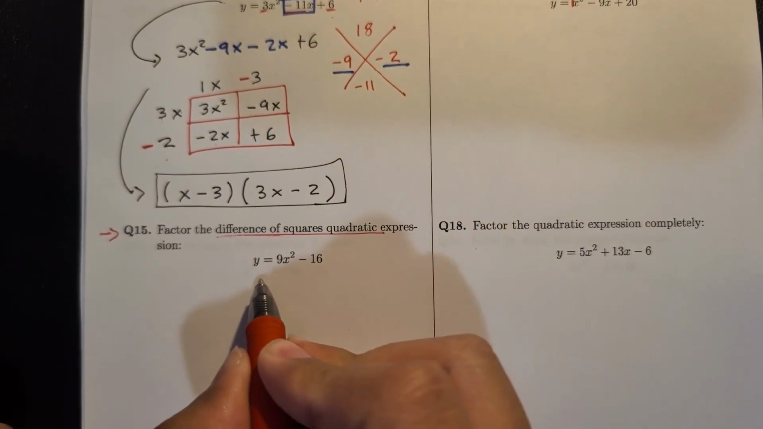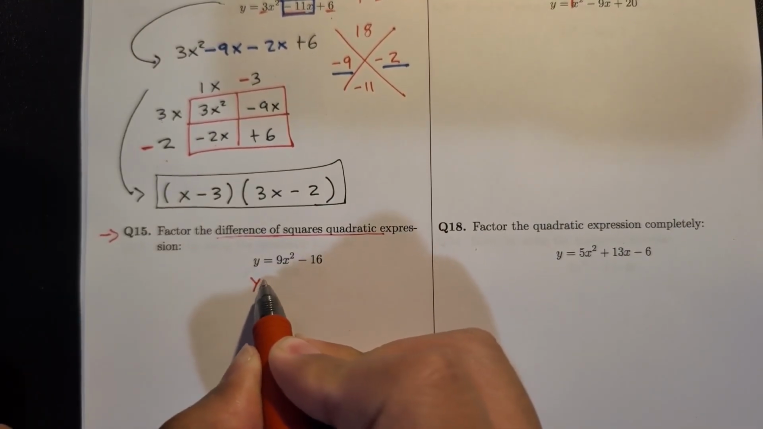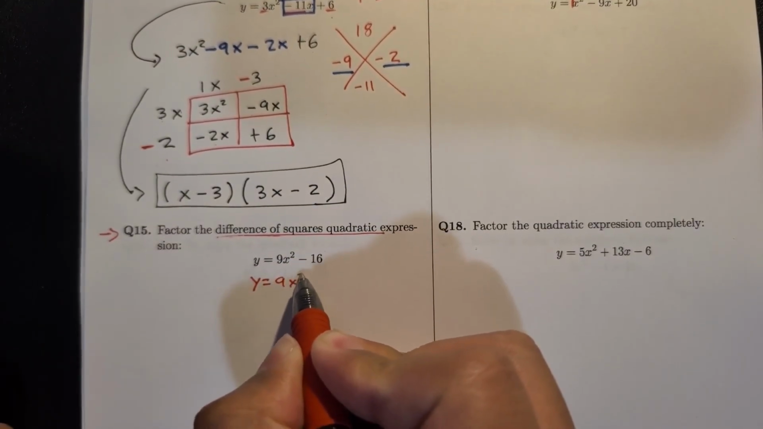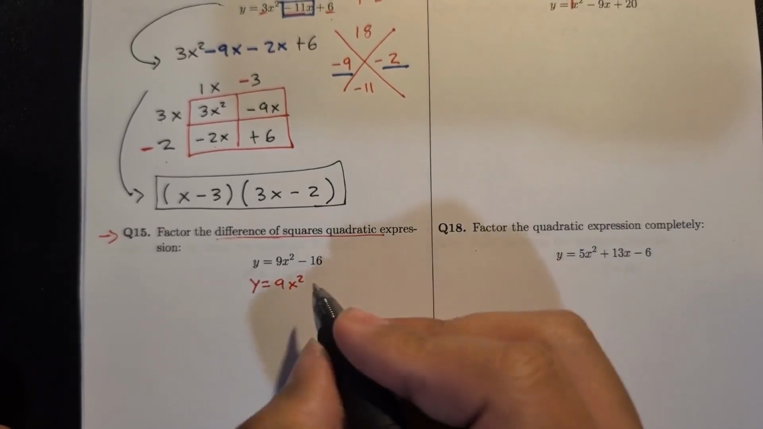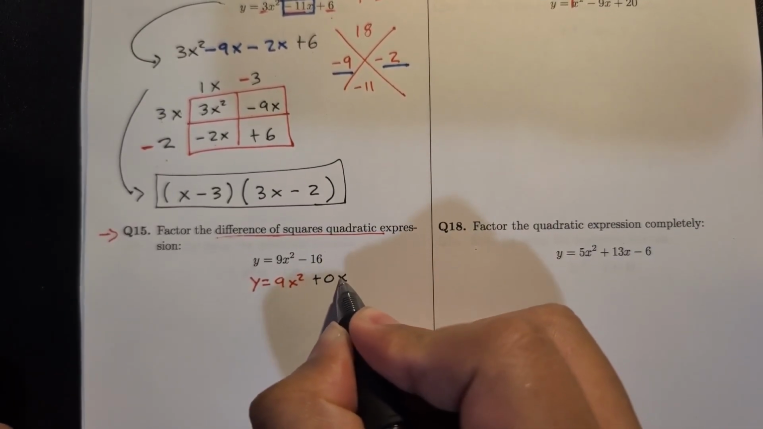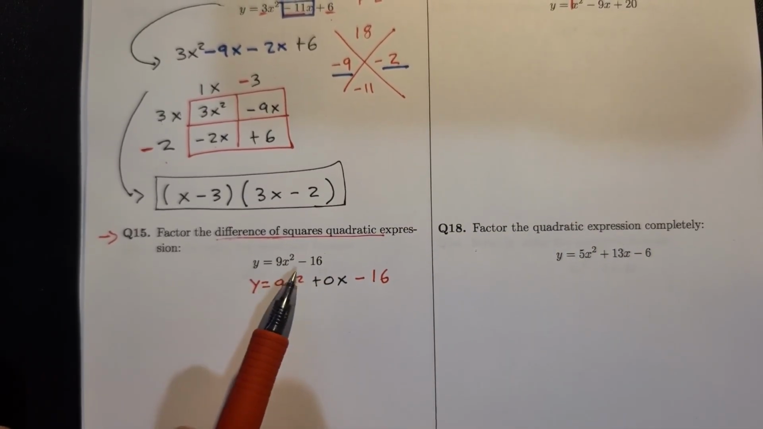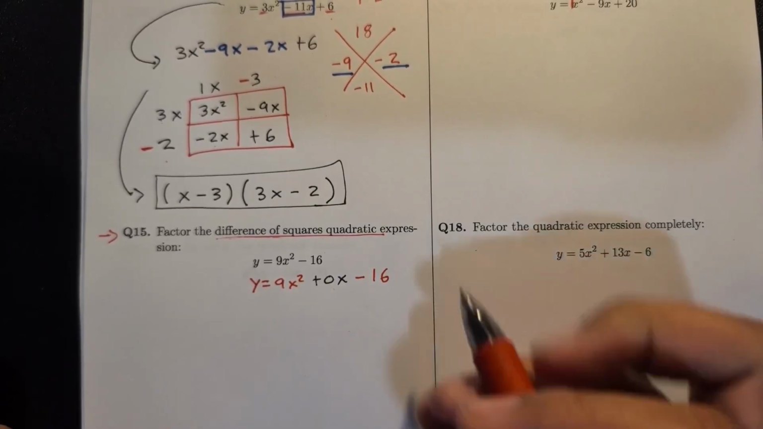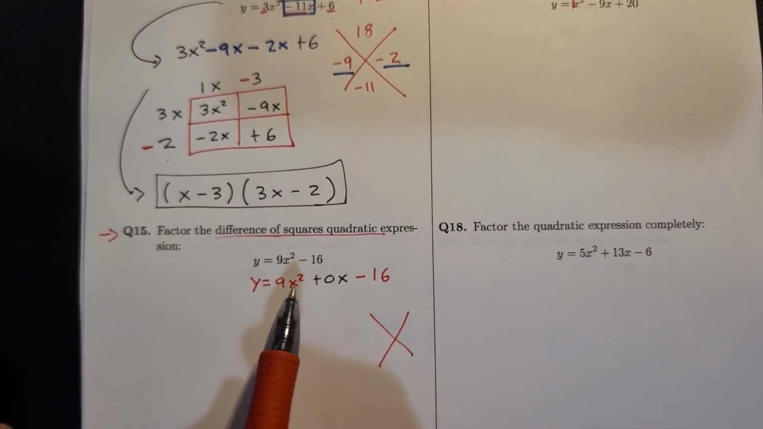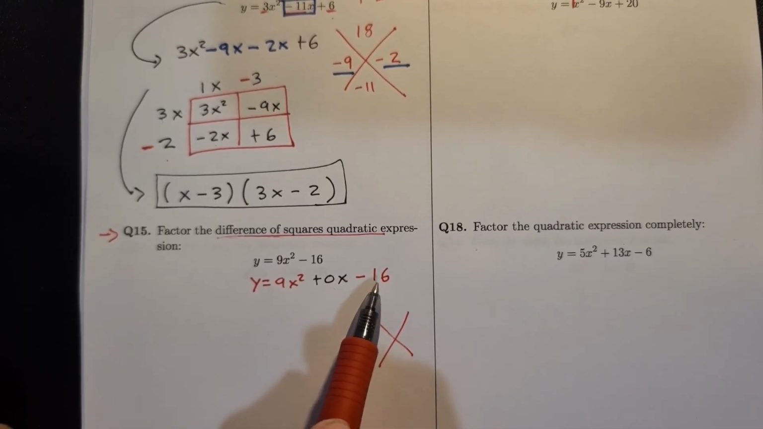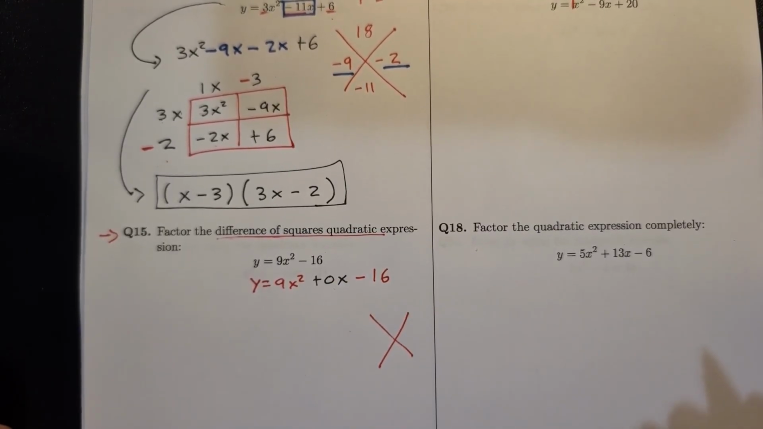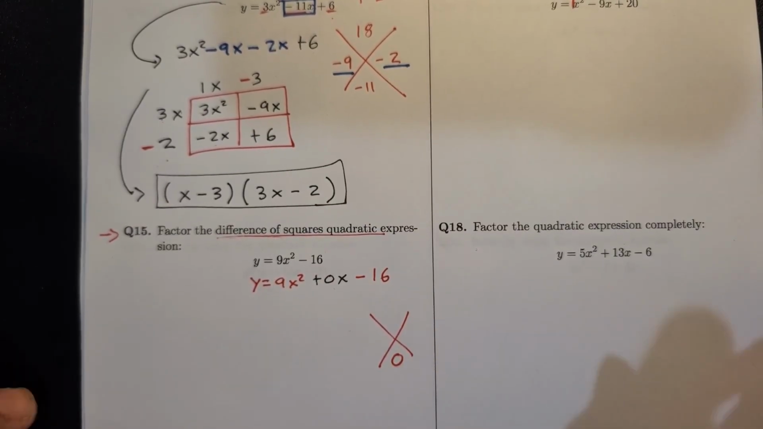Here, we want to rewrite it as y is equal to 9x squared plus 0x minus 16. Here, just notice that we have 0 x's. So then when I do my cross, I have 9 times negative 16. That's a huge number. But on the bottom, we're going to have 0. Okay? So that was your hint for question 15.